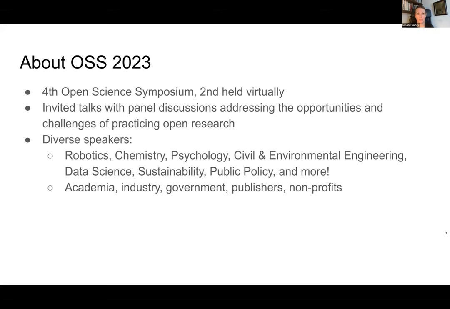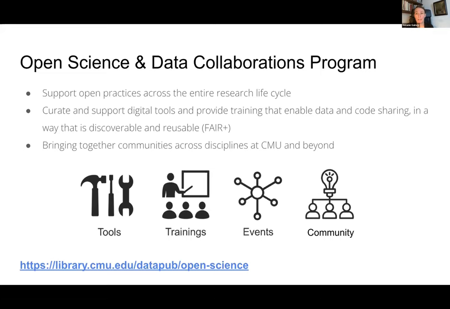The first Open Science Symposium was in 2018, and this was actually the very first initiative that we had as part of the Open Science and Data Collaborations program. Since 2018, our program has grown to include a pretty wide set of services that support transparent, reproducible, reusable, and publicly available research across disciplines here at Carnegie Mellon and beyond. We do this by providing tools, training opportunities, community building events such as this one, as well as collaboration opportunities. And you can learn more about our program at this link here. And we also have an Open Science newsletter that you can get to on that page that will let you know what we're up to at any given time.